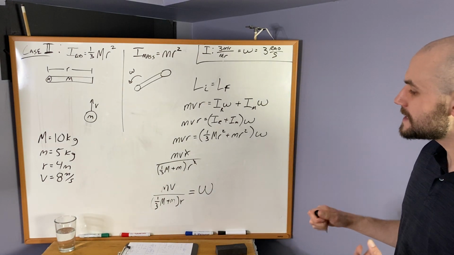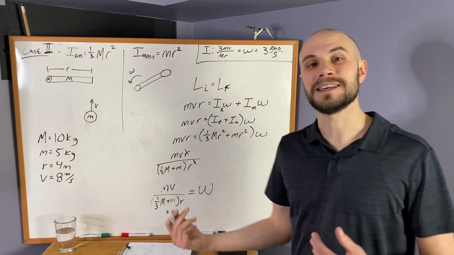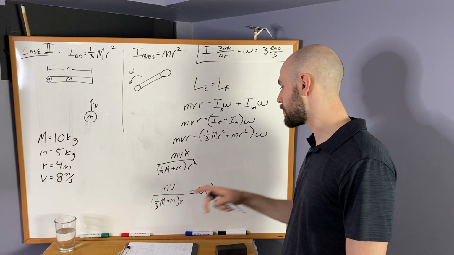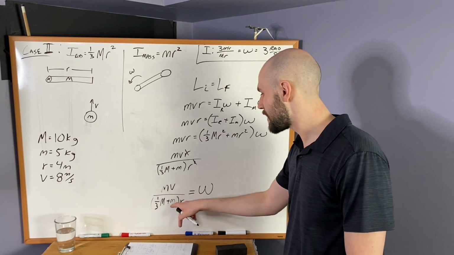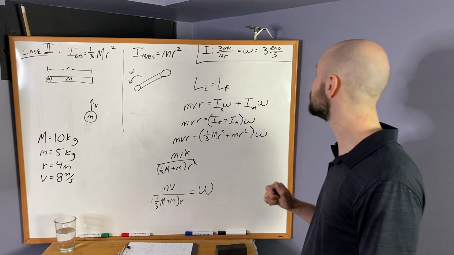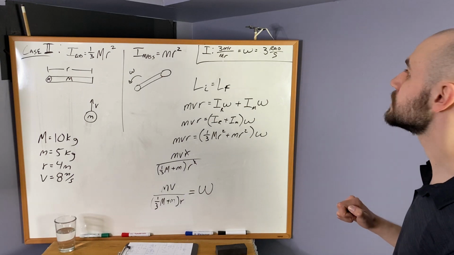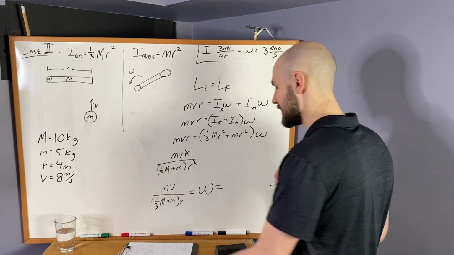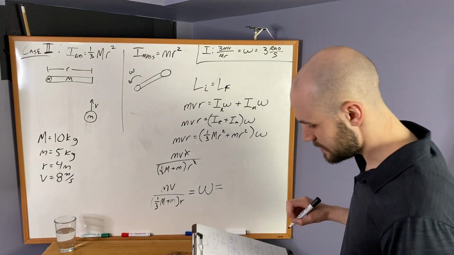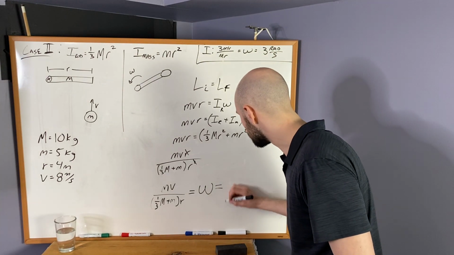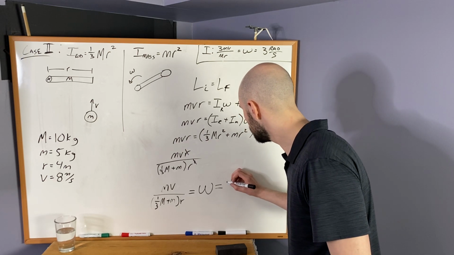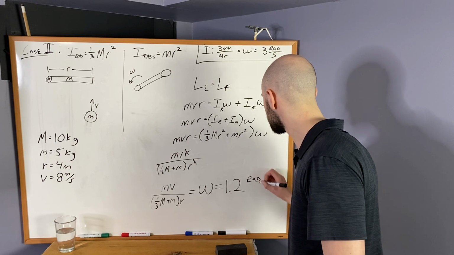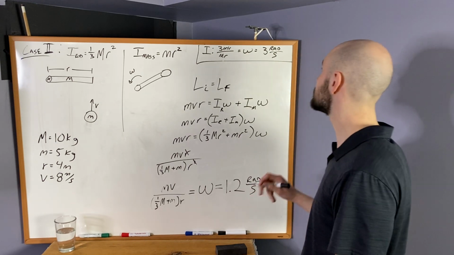So you should be able to see that this omega is going to be less than the original. We decrease the numerator. Yes, we decrease this mass, but we're adding this little mass and still multiplying it by r. This is going to decrease the total angular velocity. And if you work it out with our numbers, you would see that this angular velocity, omega, is 1.2 radians per second. Less than our original.